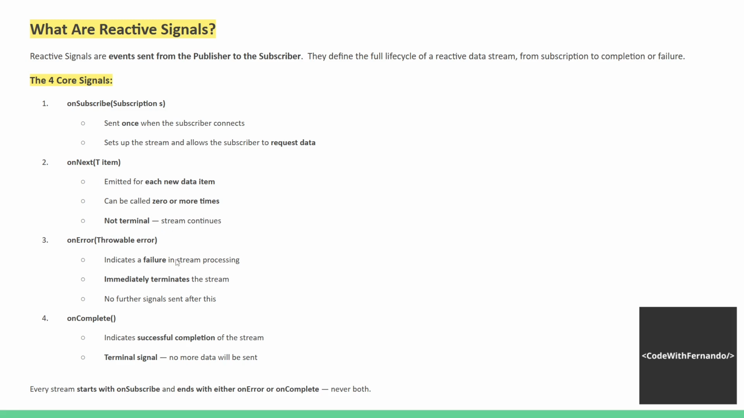Then we have onError. It indicates a failure in stream processing. It immediately terminates the stream. No further signals are sent after this. So it's like a final operation. Then we have onComplete. This one indicates successful completion of the stream. It is a terminal signal. No more data will be sent after that. So every stream starts with onSubscribe and ends with either onError or onComplete, never both. Depending on the case, we are going to choose one of those, onError or onComplete.